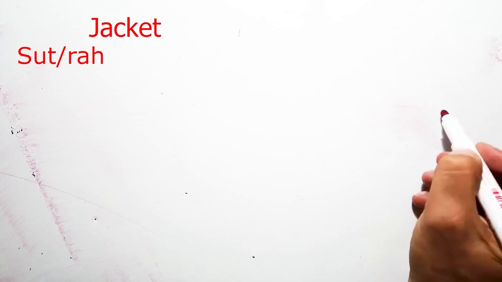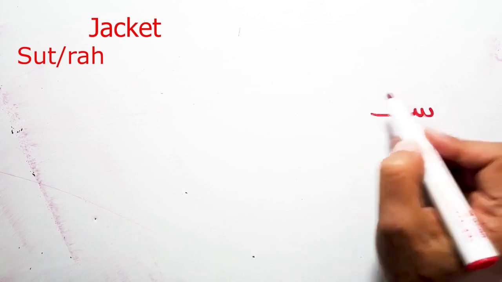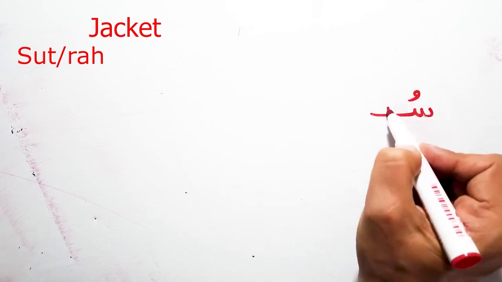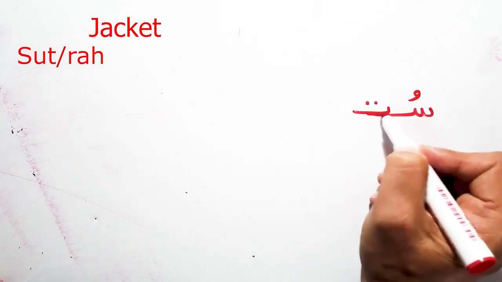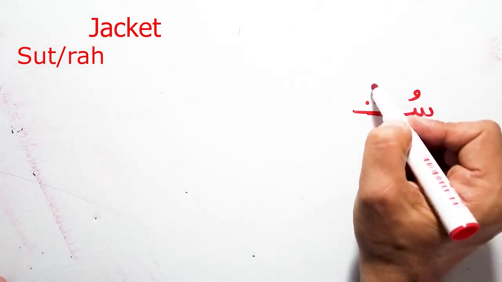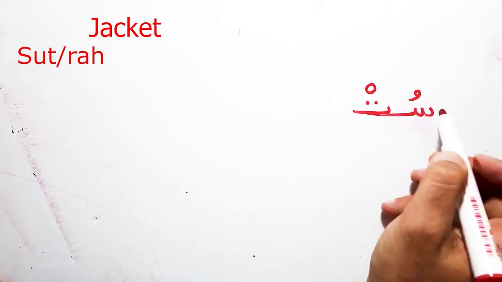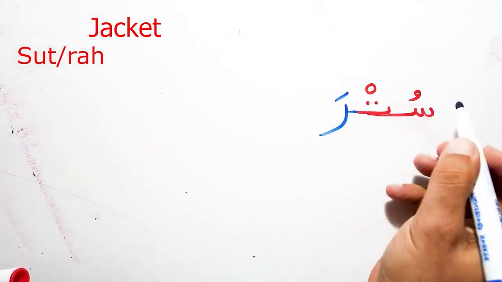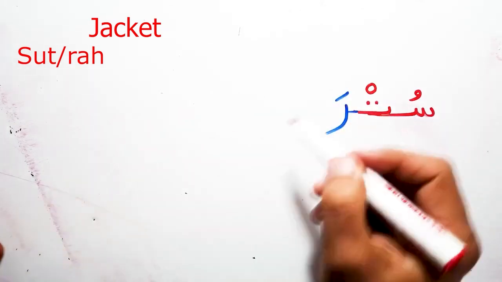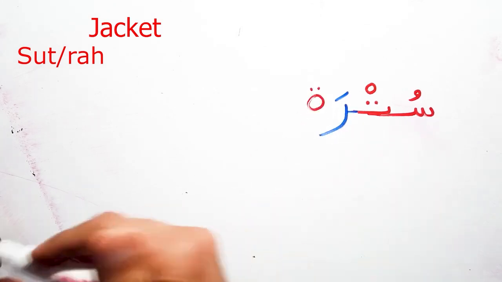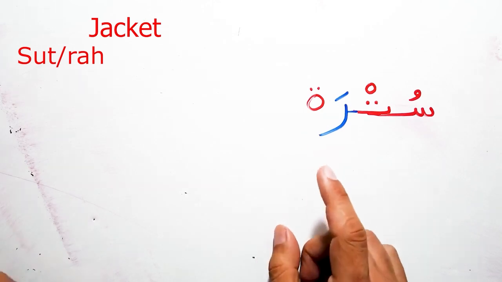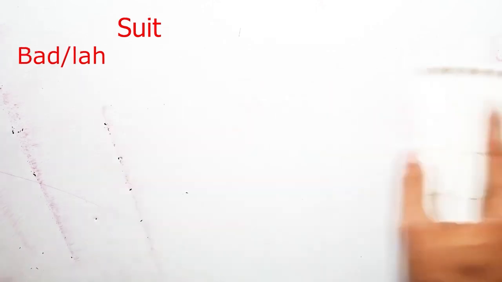Sutra. Su. Seen, dhamma, su, sut. The sound of T, which is ta in Arabic. I have to pause here. I must add sukun. Sut. Ra, fatha ra. Sutrah, ta marbuta. Sutrah.